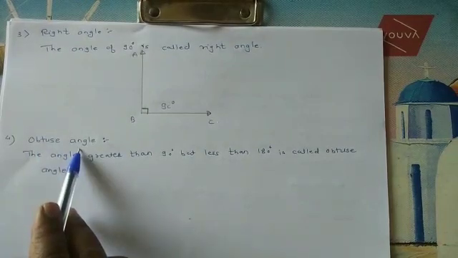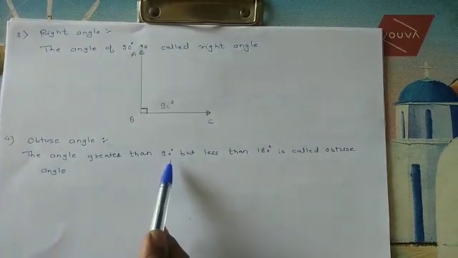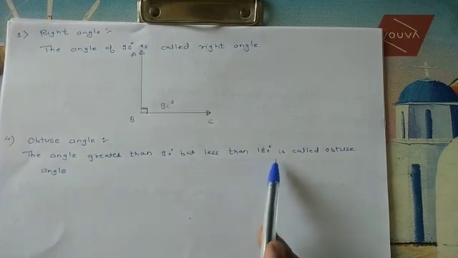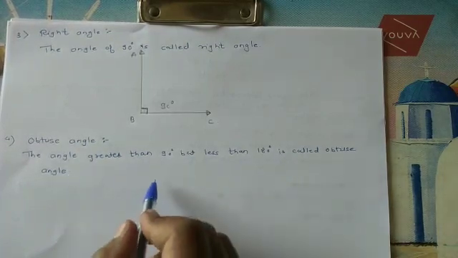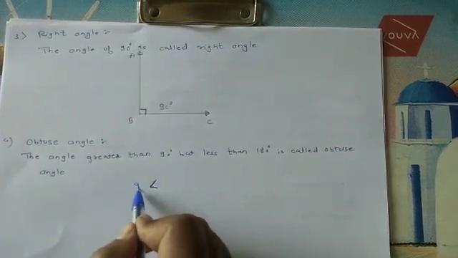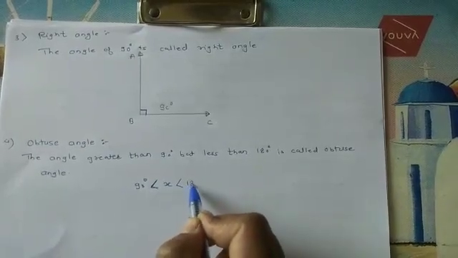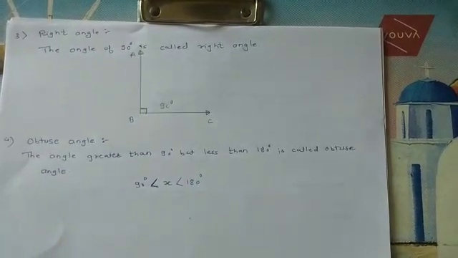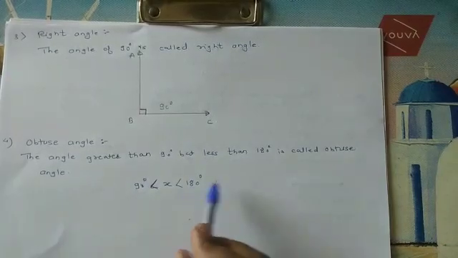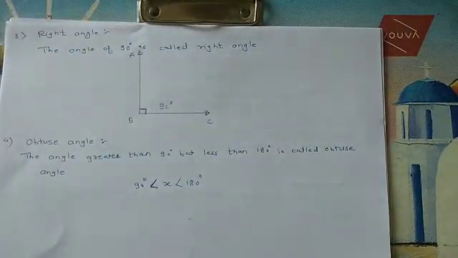Okay, the next angle is called the obtuse angle. What is the obtuse angle? The angle greater than 90 degree but less than 180 degree is called an obtuse angle. Suppose the value of the angle, here x indicates the angle, lies between 90 and 180 degree, so that angle is called an obtuse angle. Here I will draw an obtuse angle.